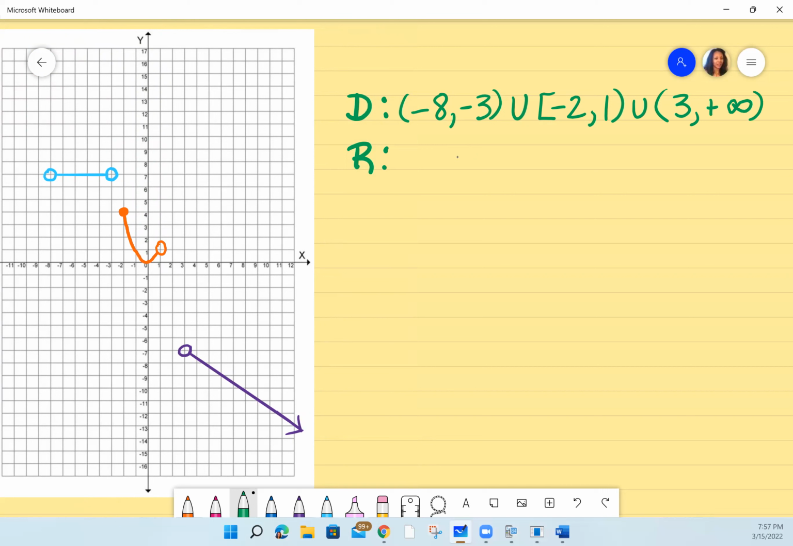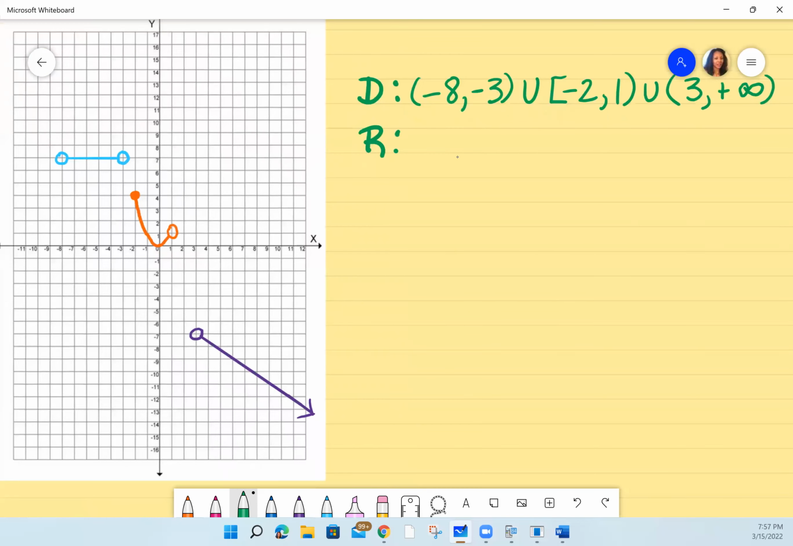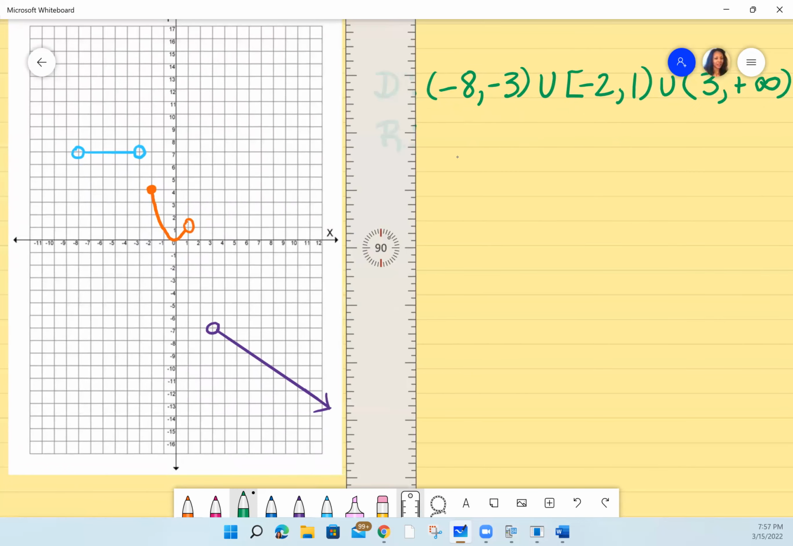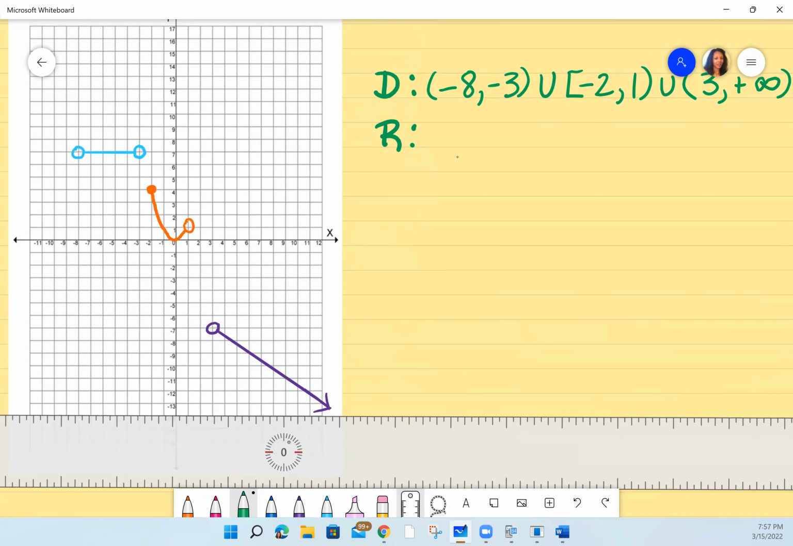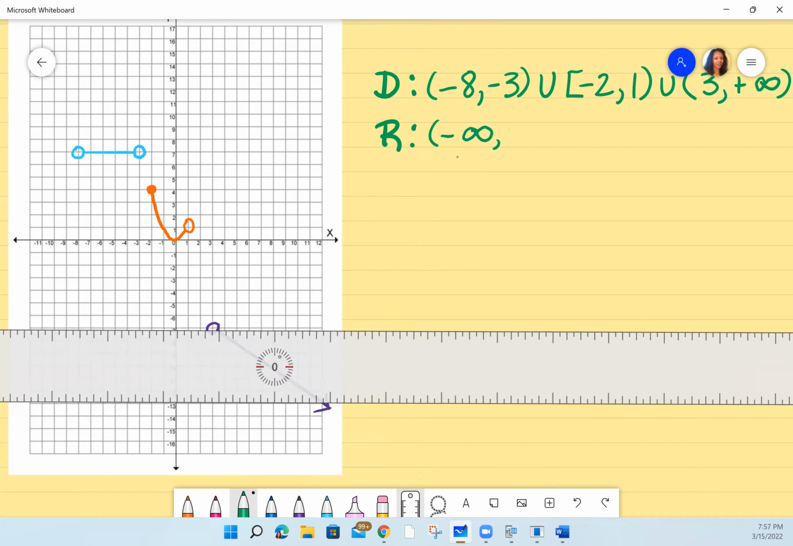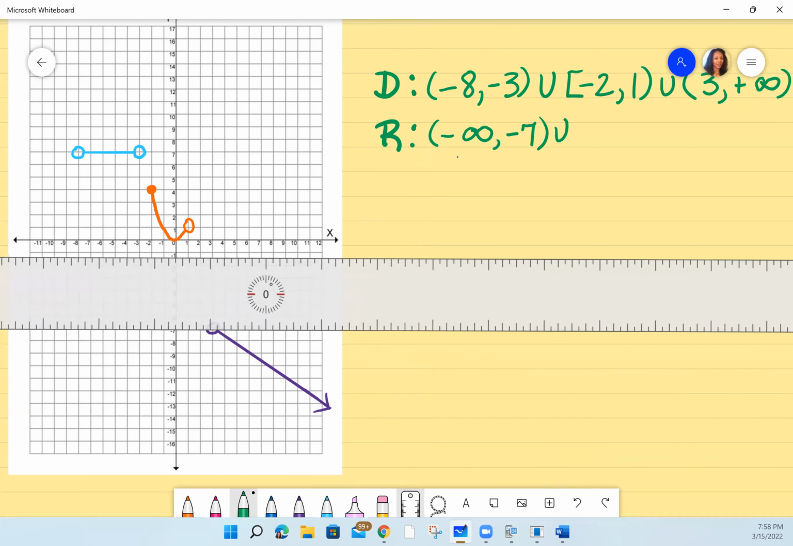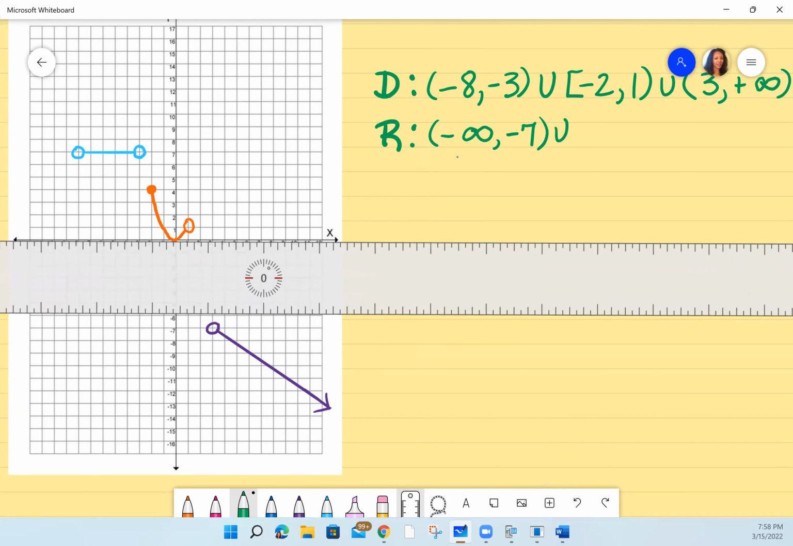Okay, so the same for the range. For my range, I'm going from bottom to top. That's how you read your graph. So let me turn this ruler this way. Bottom is always going to start from negative infinity. Well, negative infinity is not included, of course. So negative infinity, I keep going until I get to -7. -7 has an open circle, so I'm going to use a parentheses. Union, keep going. I start again at 0.